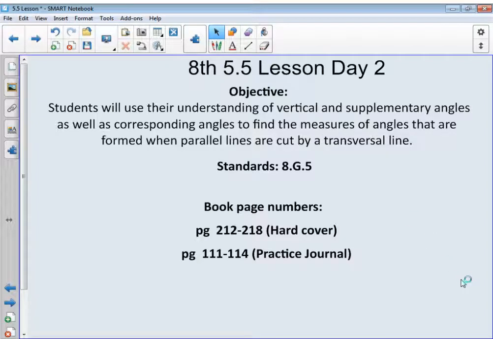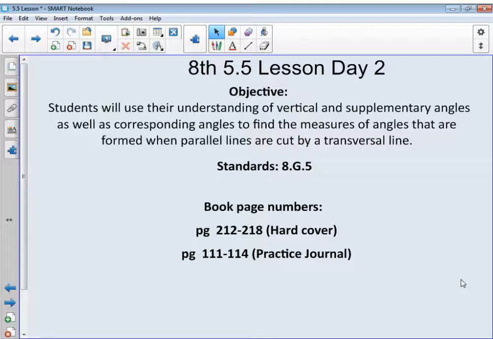Okay, this is 8th grade lesson 5.5. It's actually day 2, so we're going to continue today working some other concepts in our working with transversal lines and parallel lines. In this lesson, we're going to be continuing the process of understanding alternate interior and exterior angles, as well as alternate interior and alternate exterior angles.